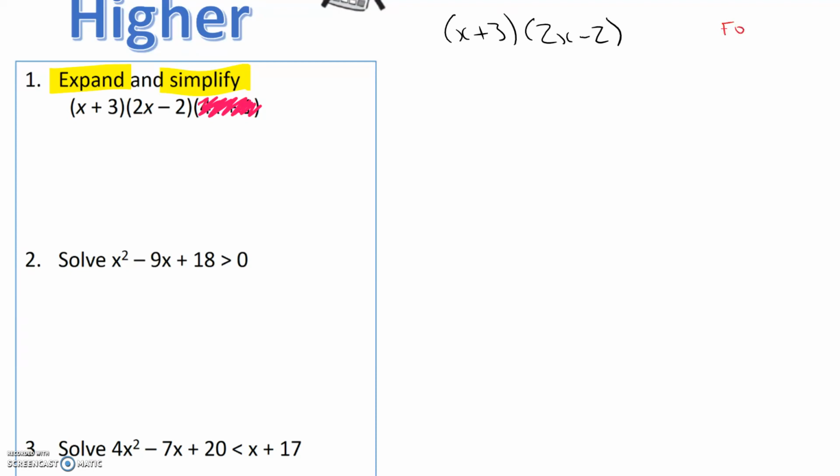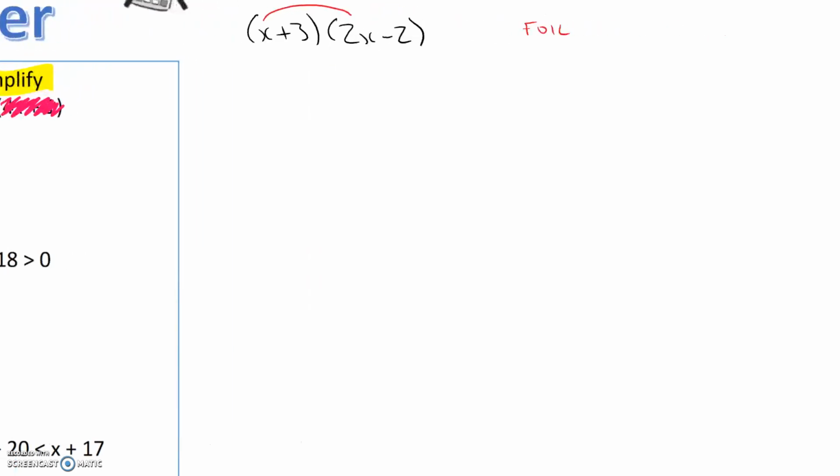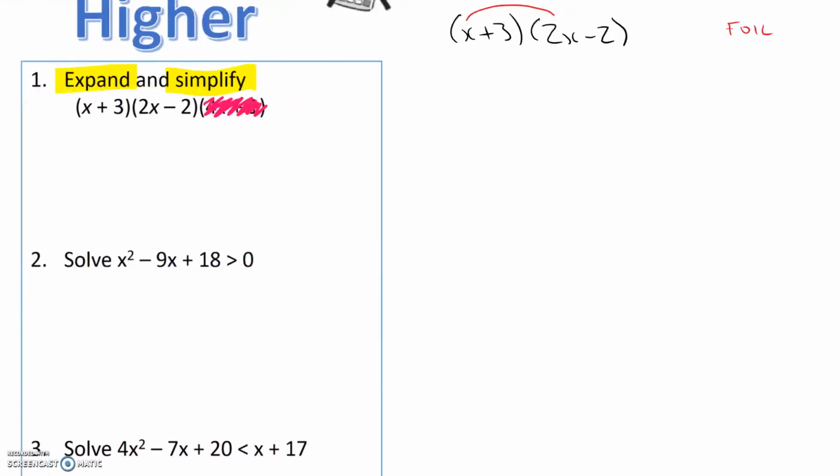So if we were using FOIL as our method for expanding, what are we going to do? FOIL is going to tell us we've got to do the first term multiplied by the first term. Right, what's that going to give us? x times 2x, x multiplied by 2x, or 2x multiplied by x. That's not going to give me 3x, that would be adding them. Right, that's going to give me 2x squared. So that's from the 2x multiplied by the x.